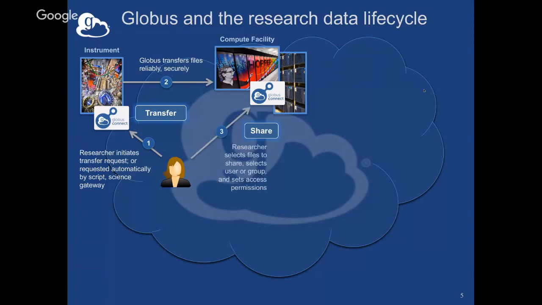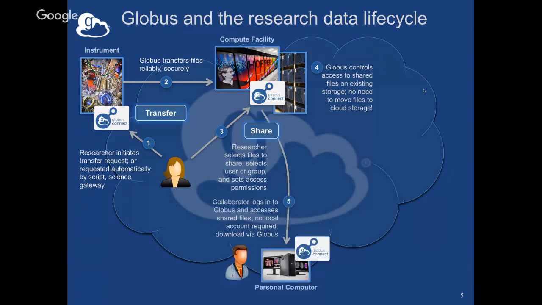Which allows the researcher to come along, select the files and folders that they want to share to other users, say who has permissions, granted to particular users and groups. Globus takes care of the access control in all this, and ultimately then allows another user to come along and get access to that data directly from that system.